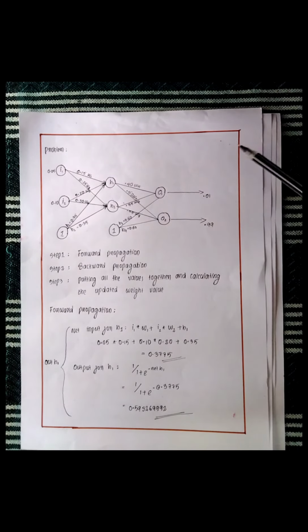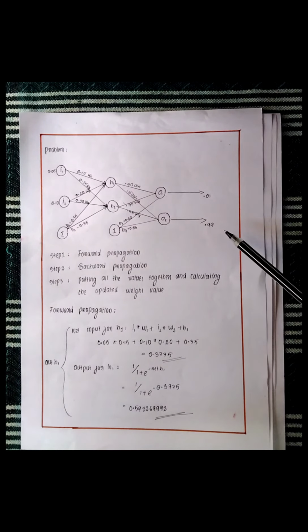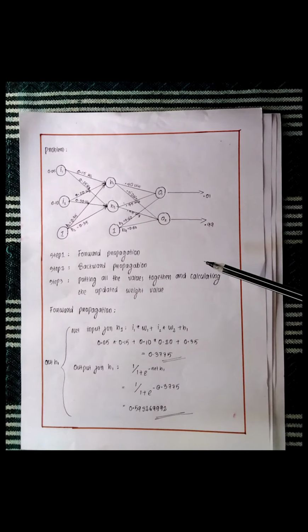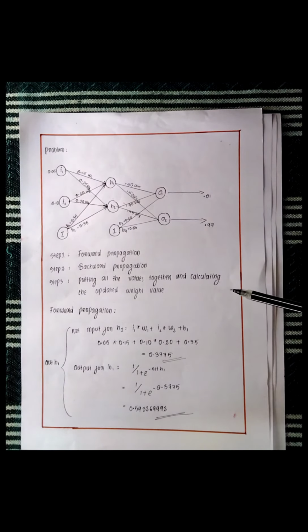The values 0.01 and 0.99 are the actual target values. Our first step is forward propagation, the second step is backward propagation, and the third step is putting all the values together and calculating the updated weights. Let's analyze the first step.